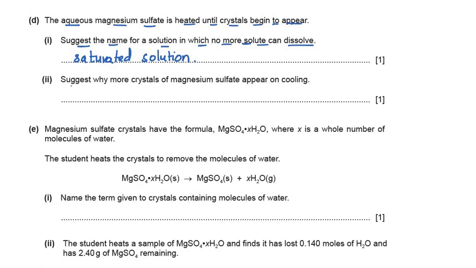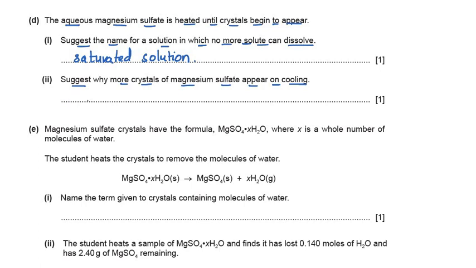Okay, the next subpart is suggest why more crystals of magnesium sulfate appear on cooling. On cooling, the crystals of magnesium sulfate increase. Now on cooling, what happens is the amount of water may decrease, and also on decreasing the temperature, the solubility decreases, and that's why the crystals appear. So what main reason we'll write for 1 mark only.